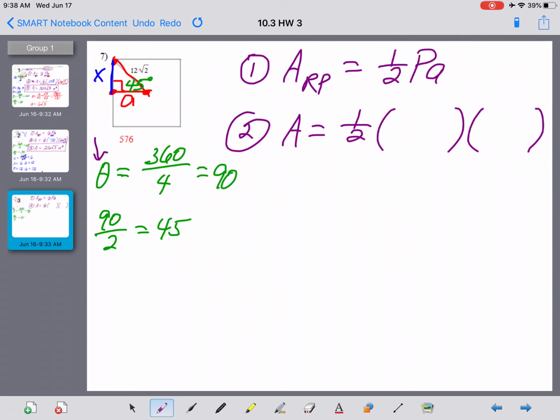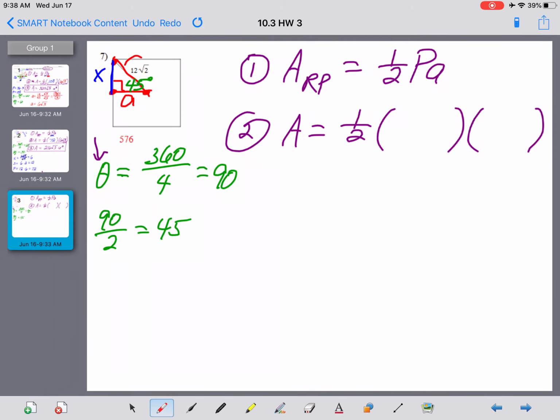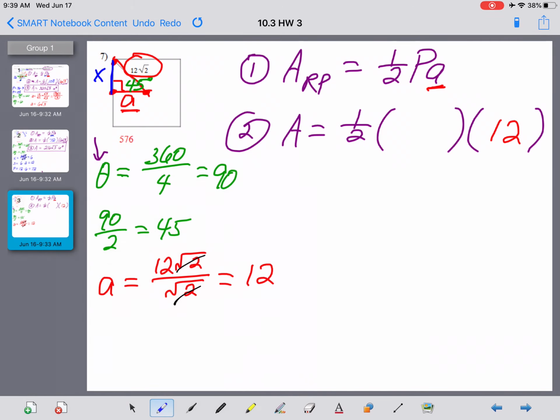We know that's a 45, 45, 90 triangle, and within that 45, 45, 90, it's the hypotenuse, 12 root 2, that was given to us. We've got to come up with A, which is one of the legs. So to find a leg in a 45, 45, 90, you take your hypotenuse, which is 12 root 2, and divide it by the square root of 2. Well, once again, the root 2's cancel each other out, and we find that our apothem here is just equal to 12. So we needed that for the formula. The apothem is 12.